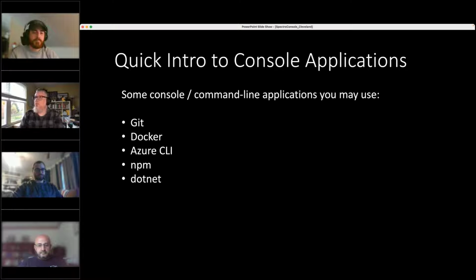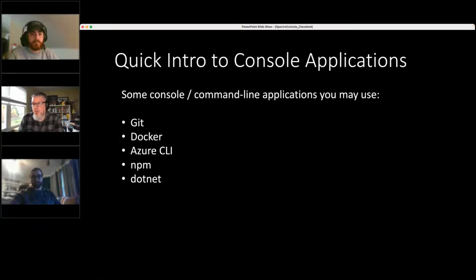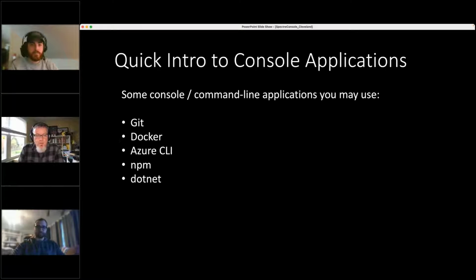So when it comes to console applications, you can get away without ever having used one. For example, if you use Git from Visual Studio, or if you use Git from a tool like SourceTree or Fork or one of those. Same thing with Docker, right? You can do everything from Docker from a user interface, from a GUI. But by and large, as developers, we tend to use Git for some things at the command line. We use Docker Compose Up, those types of things from the command line.